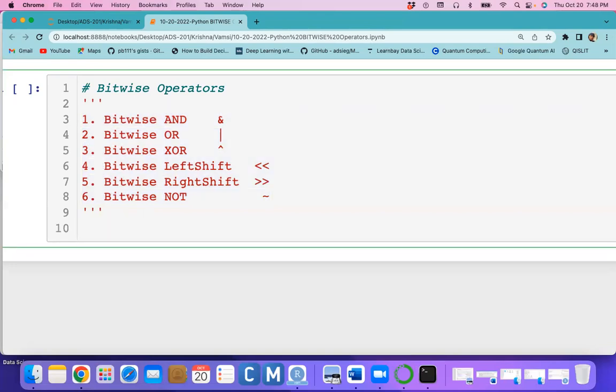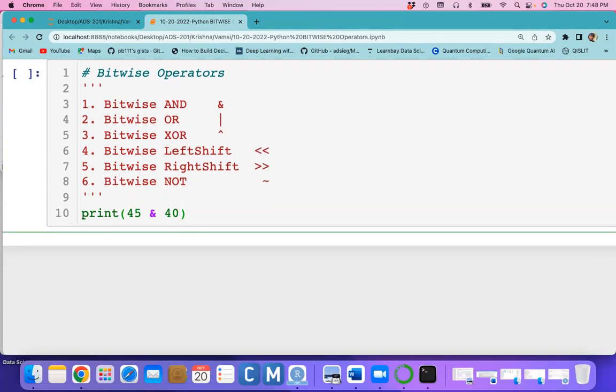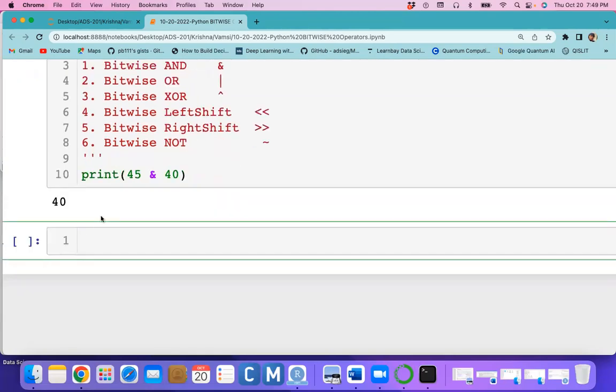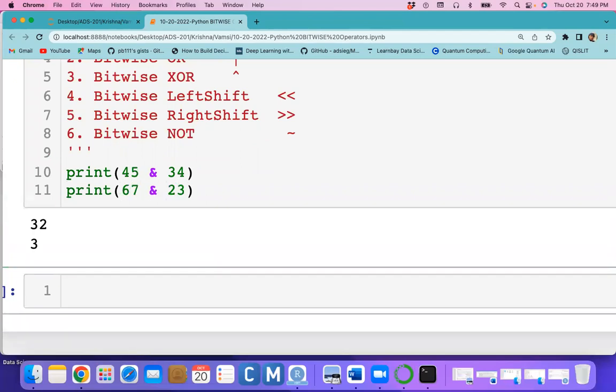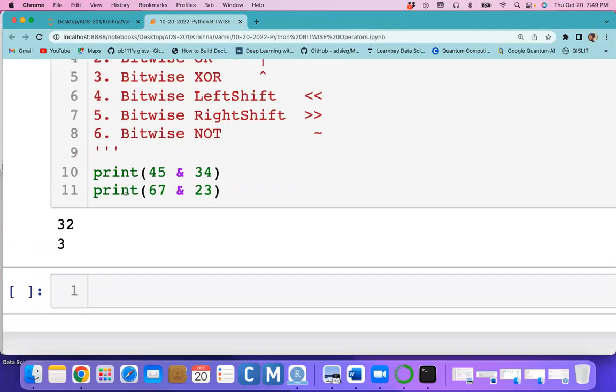Now let's do a small example. I have a number, 45, under operation with, for example, 40. Tell me what is the value of the result of 45 and 40. Instead of this one, you just go through a number, for example, 34. So we are getting 32, right? Different values we can consider, and why we are getting this one, let me explain now. And 32, 23, we are getting 3, right?